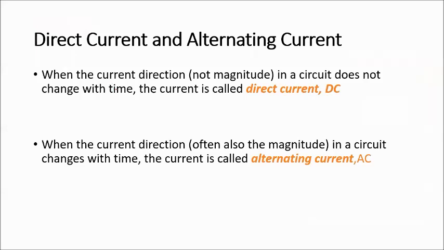So let us differentiate DC from AC, no? So when the current direction in a circuit does not change with time, the current is called DC or direct current. Most of the circuits analyzed will be assumed to be in steady state with constant magnitude and direction. So like the one powered through a battery. When the current direction in a circuit changes with time, the current is called alternating current.